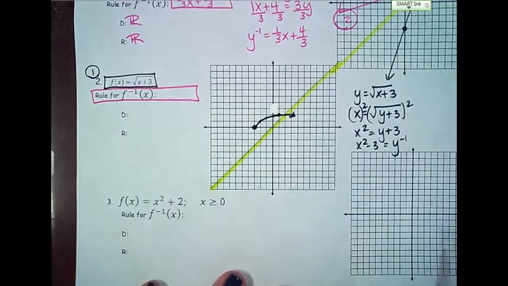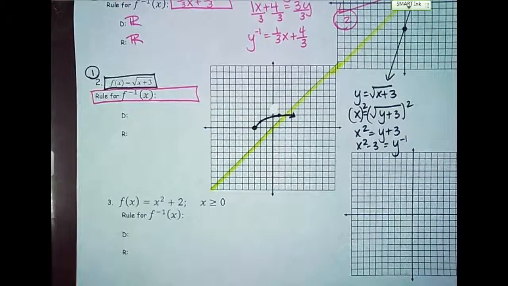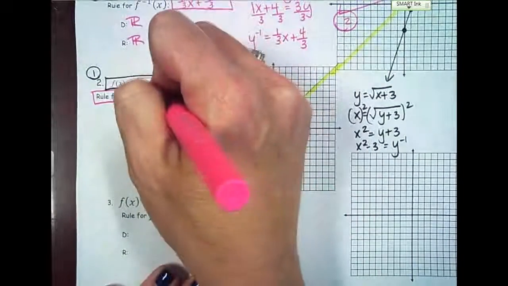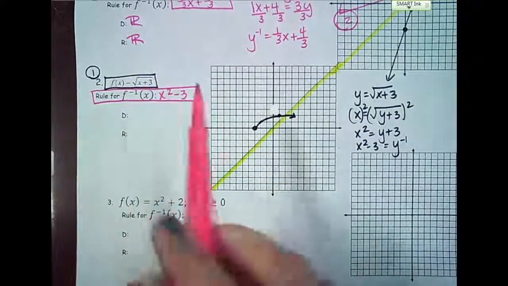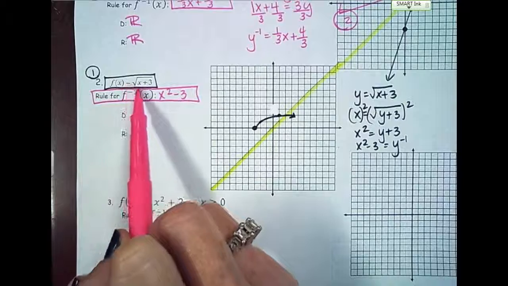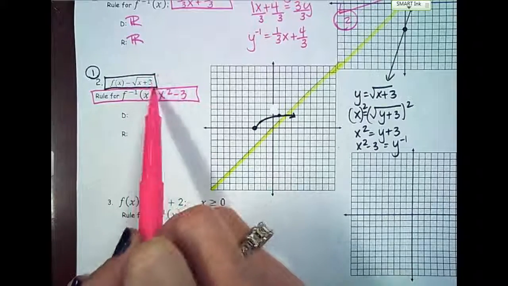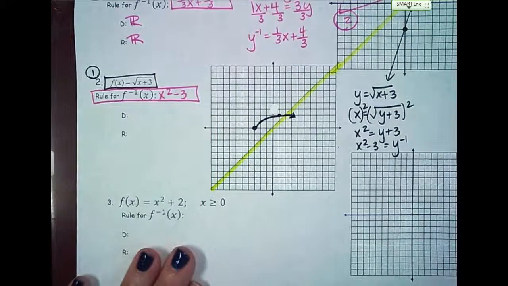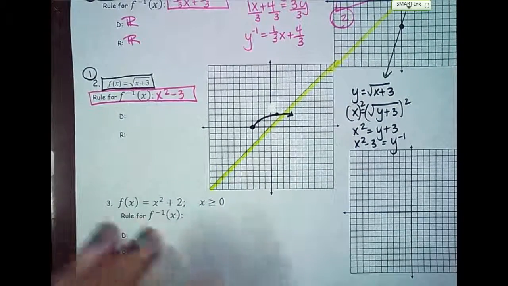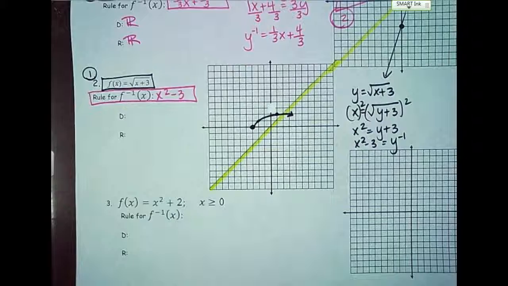Now look, I should have done it all in pink, I'm sorry. So this became x squared minus 3. If you think about this for a second, this was take x, take the square root and add 3. I squared it and subtracted 3. Isn't that everything exactly undone? So yes, that's the inverse.